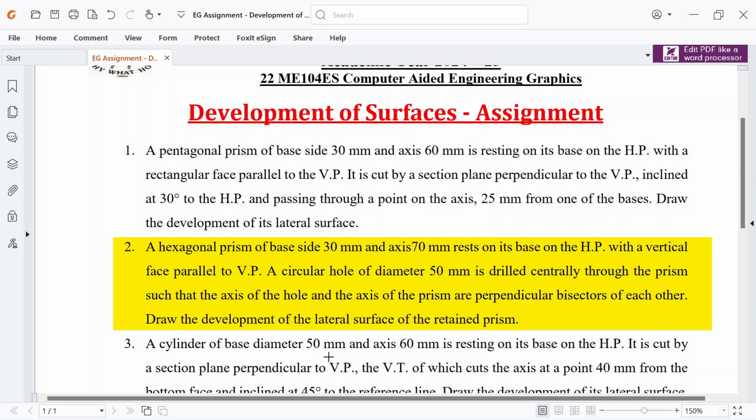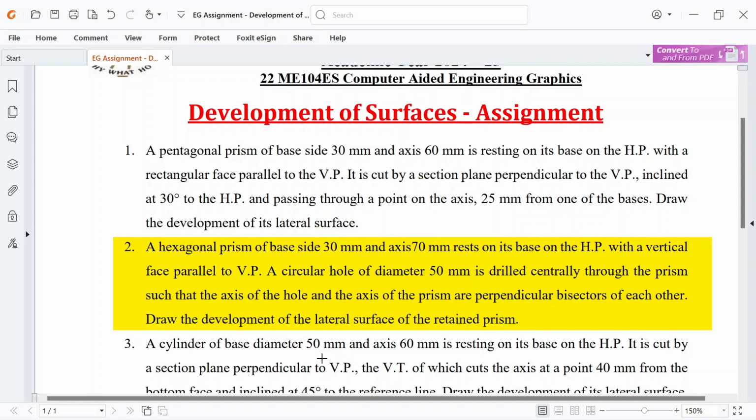A circular hole of diameter 50 mm is drilled centrally through the prism such that the axis of the hole and the axis of the prism are perpendicular bisectors of each other. Draw the development of the lateral surface of the retained prism. Retained prism means the whole portion need not be drawn. The remaining portion should be drawn.